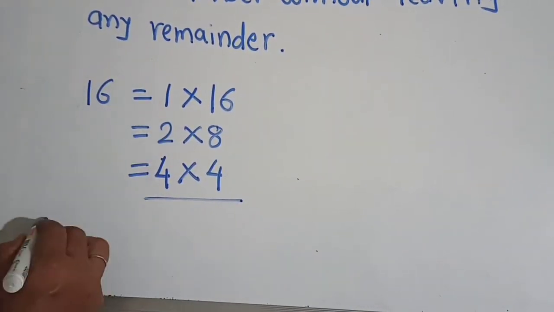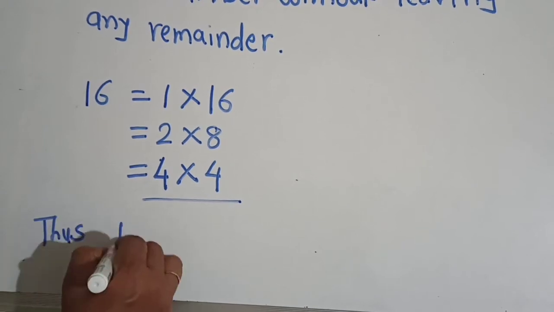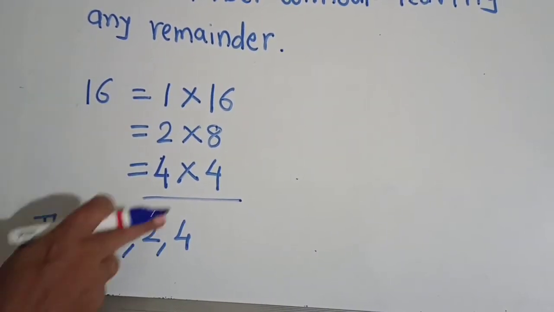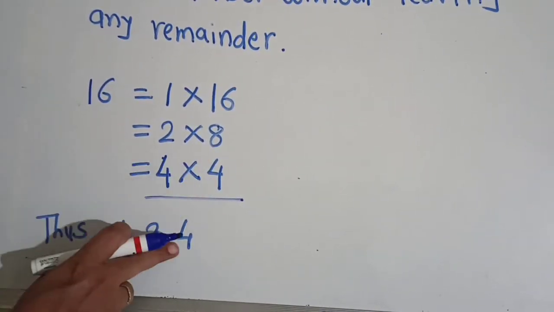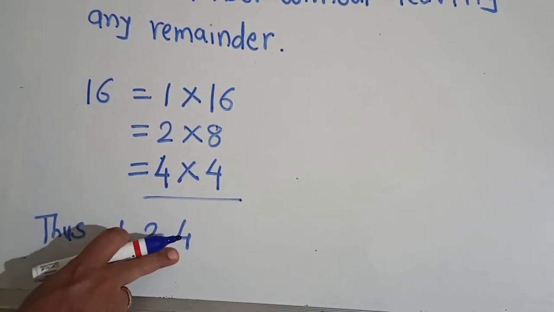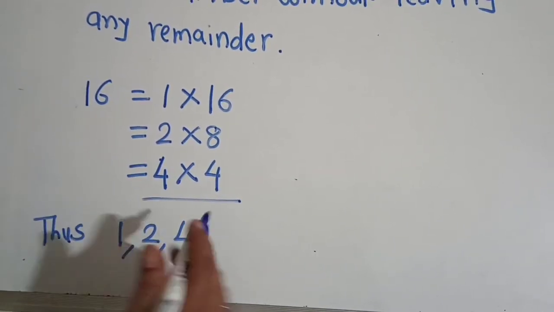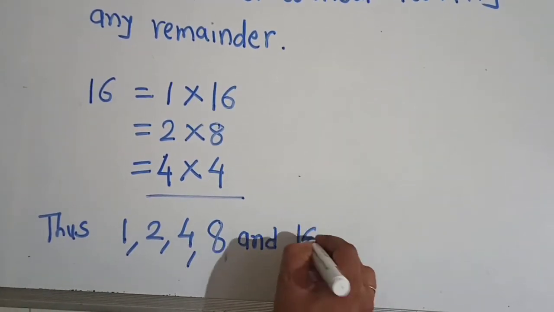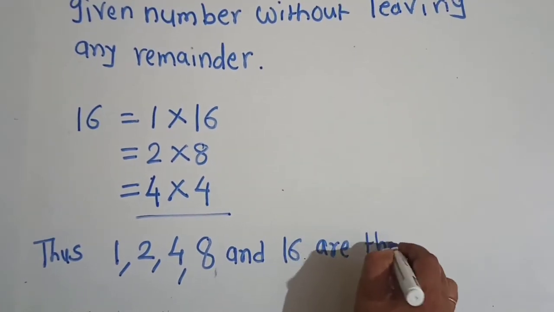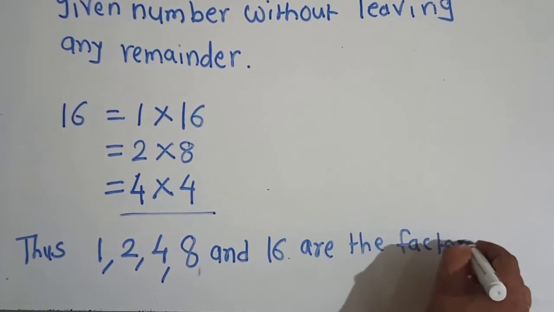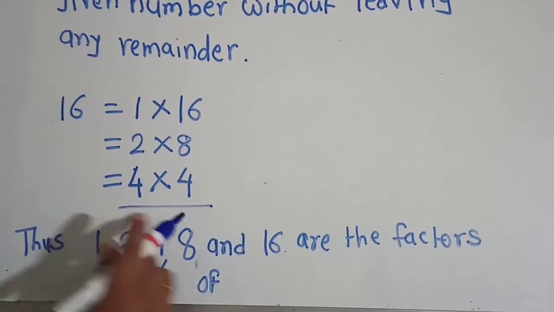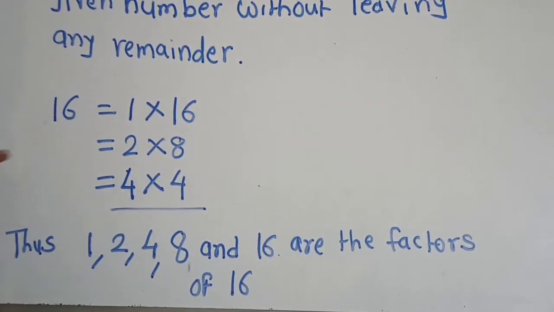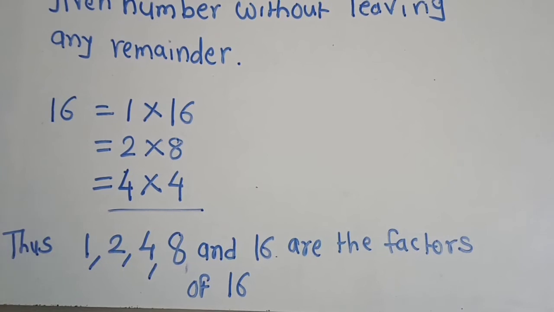Now look here. Thus 1, 2, 4. And see here 1, 2, 4. Again there is 4. But don't take this 4 two times. You have to take it one time only. Okay, 4. And then 8 and 16 are the factors of 16. Okay, children. Now you understand how to find the factors.